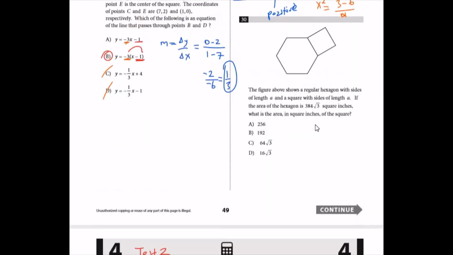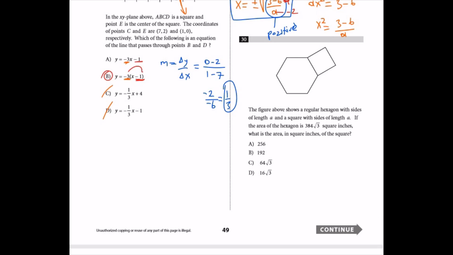Question number 30. The figure above shows a regular hexagon with sides of length A and a square with sides of length A. So we have sides A here and we have sides A of the regular hexagon. If the area of the hexagon is 384 root 3 square inches, what is the area in square inches of the square? So our aim is to find the area of the square. So we need to solve for A, and then A times A will give us the area of the square.